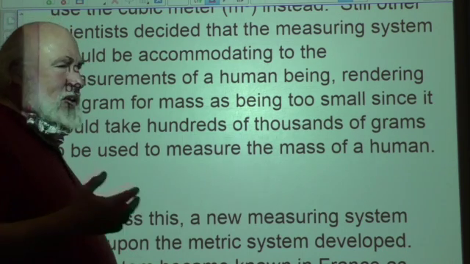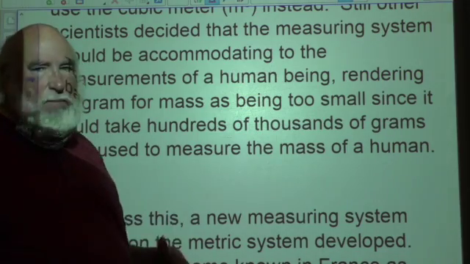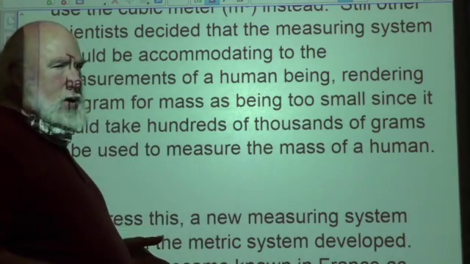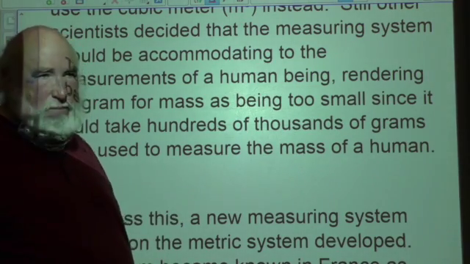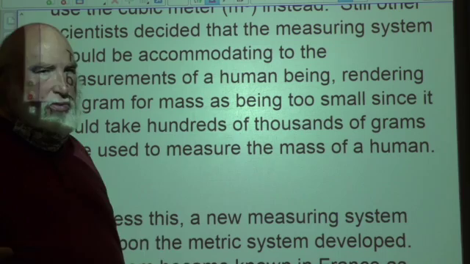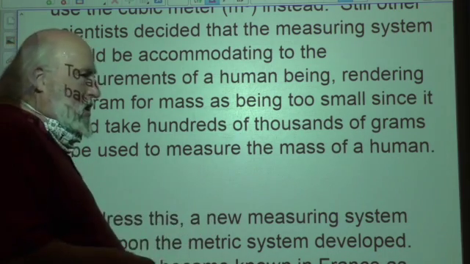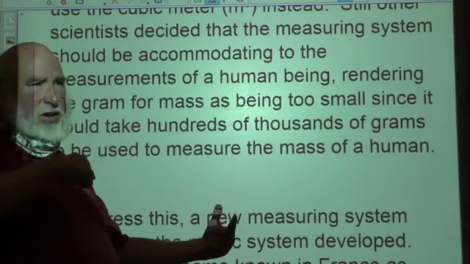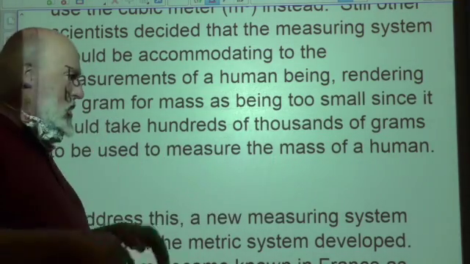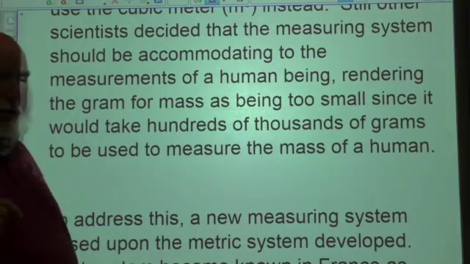So it's a lot easier just to go with the kilogram as the fundamental unit, or the base unit, for the SI system instead of the gram. So it's all about measuring human beings and then expanding upon that. It can be a bit confusing, but if you can keep that in mind, the difference between metric and SI, that's the real basis for it.